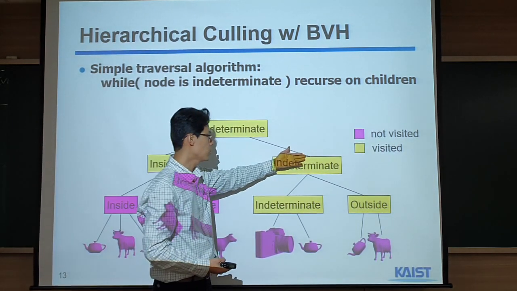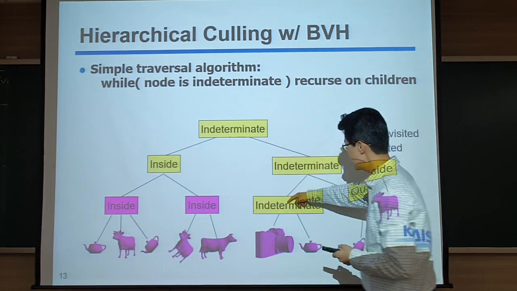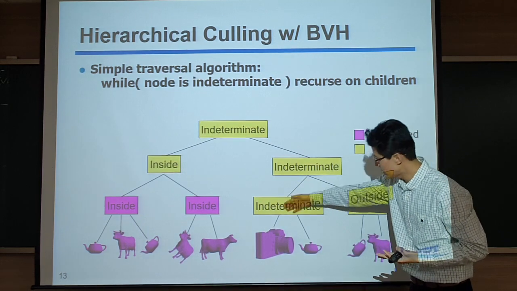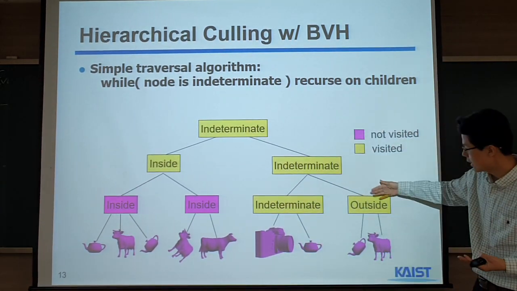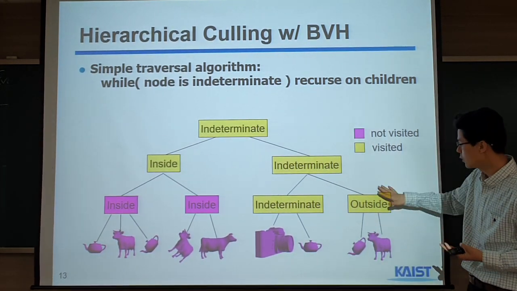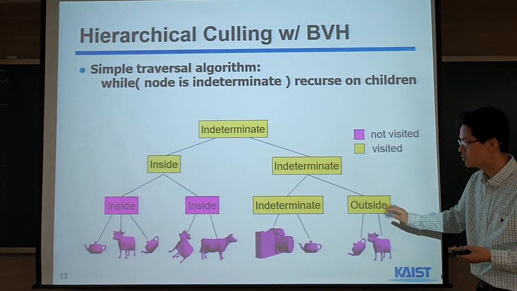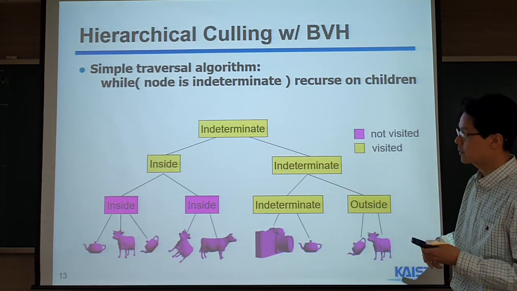If the right one is indeterminate, you don't know. You need to refine further. If indeterminate, then in this case you need to rasterize each individual object. And if it's outside, then you know that all the contained objects are outside, so you can also cull away. In this case, you don't even need to render them. That's how we utilize this bounding volume hierarchy.